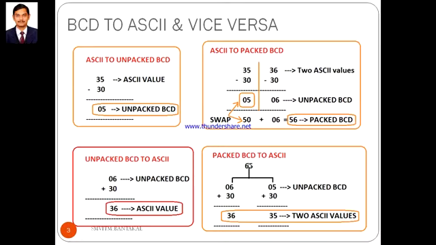Once you convert the given packed BCD to unpacked BCD, it's an easy process to add 30 to the individual data, and then store the information in the respective locations. So 36 and 35 are the two ASCII equivalent values for the packed BCD. This is the process. Let's try to understand how we can implement it using the 8051 microcontroller instruction set.